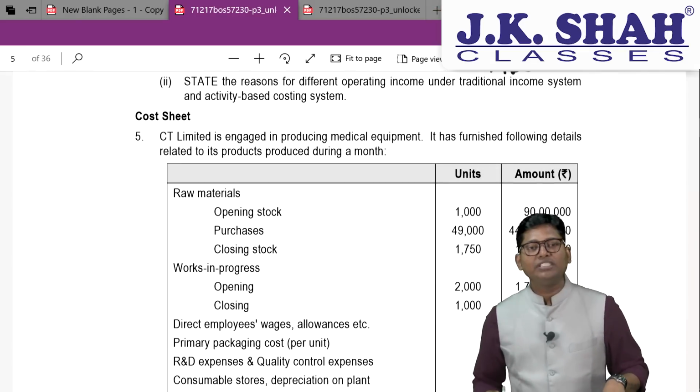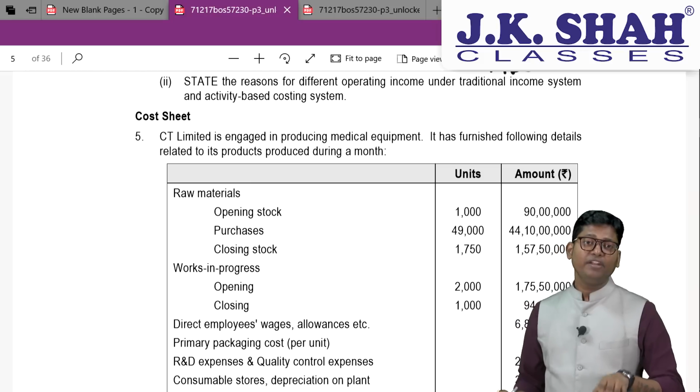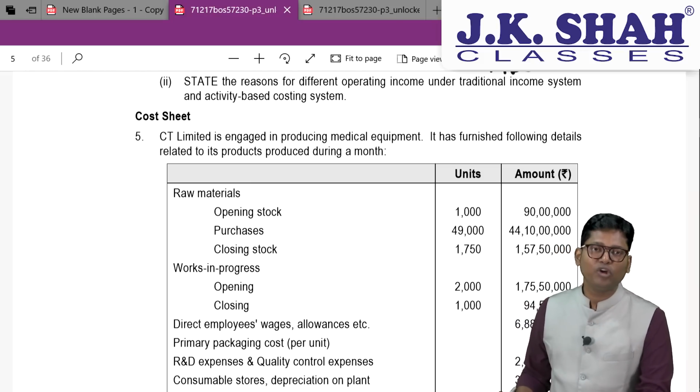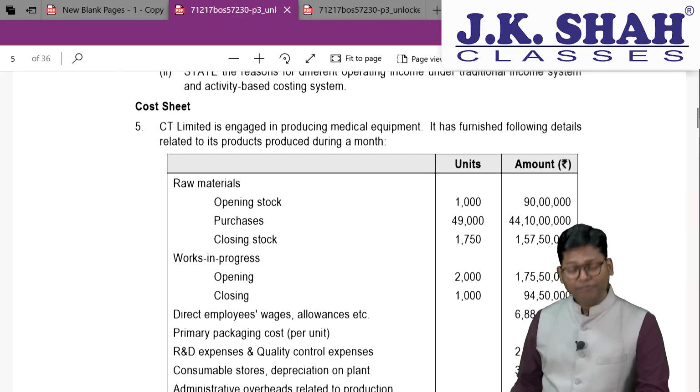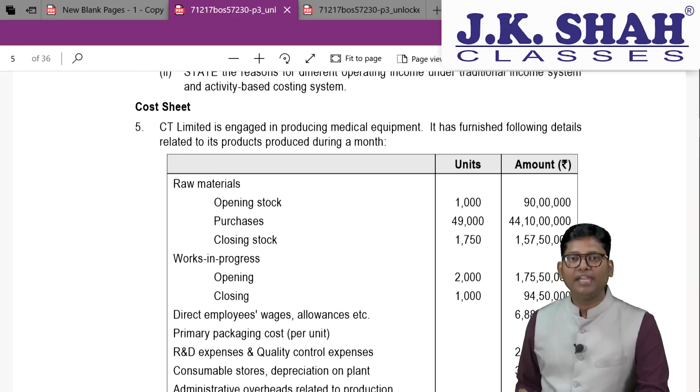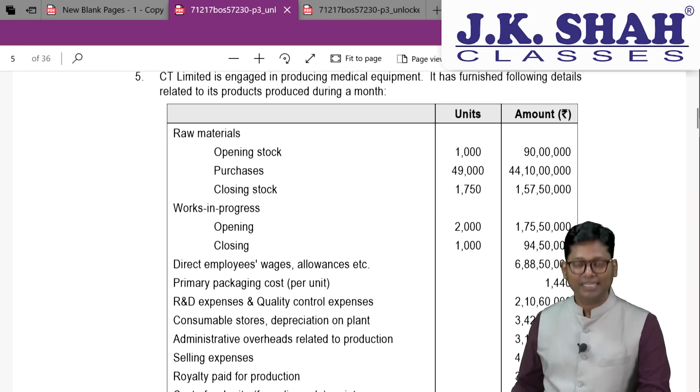The 5th sum which is covered in RTP is related to the simple and easiest chapter, cost sheet, which is the backbone of your entire costing. Let's read and bifurcate the given data. City Limited is engaged in producing medical equipment. It has furnished the following details relating to its products produced during a month. So monthly details are given.